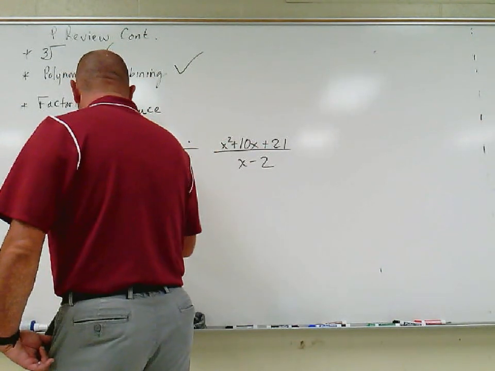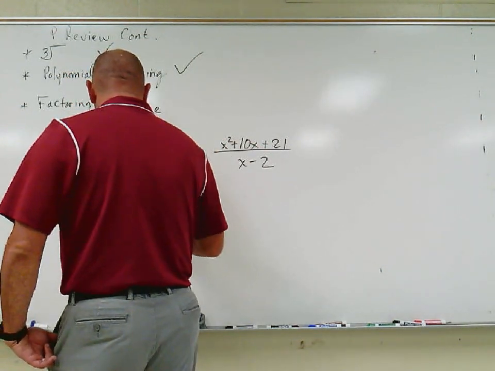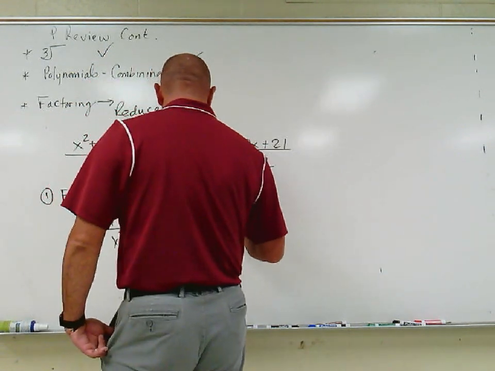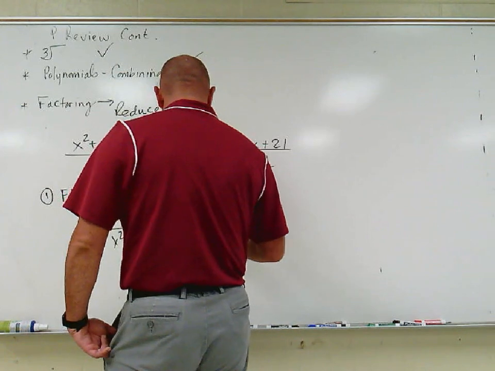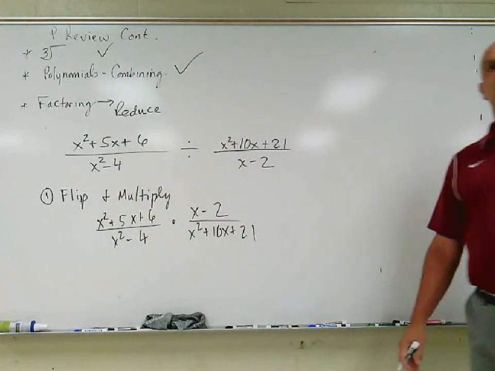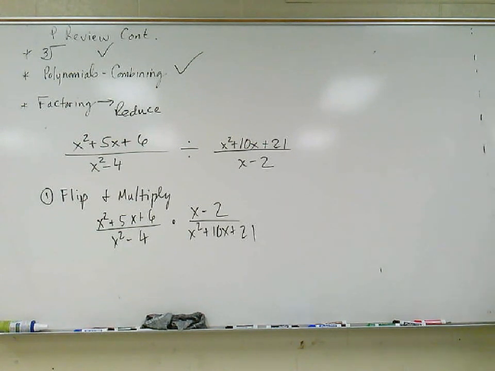So now I'm going to make this x squared plus 5x plus 6 over x squared minus 4 times x minus 2 over x squared plus 10x plus 21. So what is the rule when you multiply fractions? What are you supposed to do? That's it. I saw you. Okay, you're supposed to multiply across.